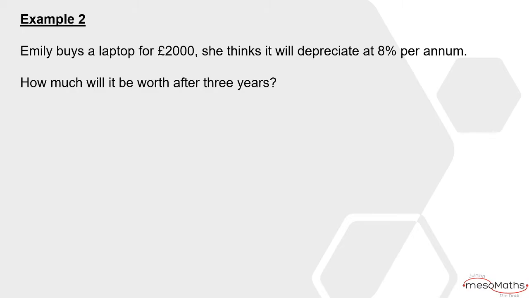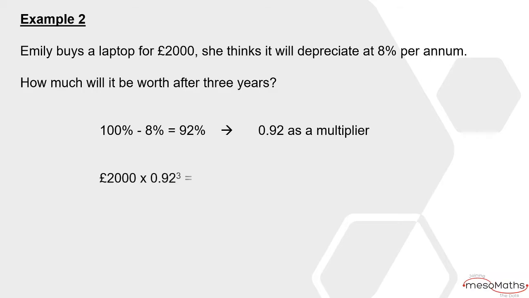Right, example 2. Emily buys a laptop for £2,000. She thinks it will depreciate at 8% per annum. How much will it be worth after 3 years? So first thing to do, figure out what your multiplier is going to be. So you take the 8% off 100, leaves you with 92, so a multiplier is 0.92.